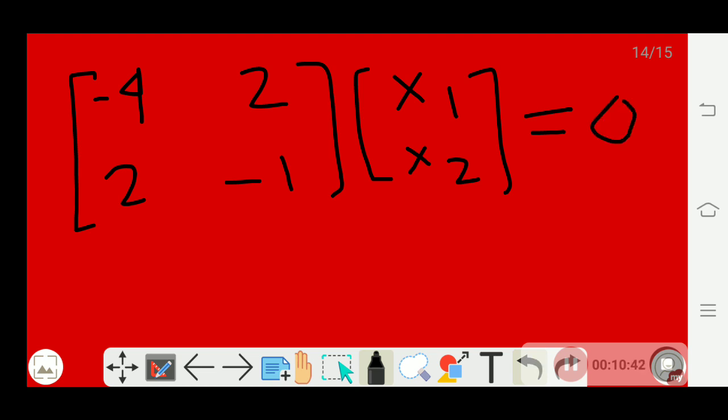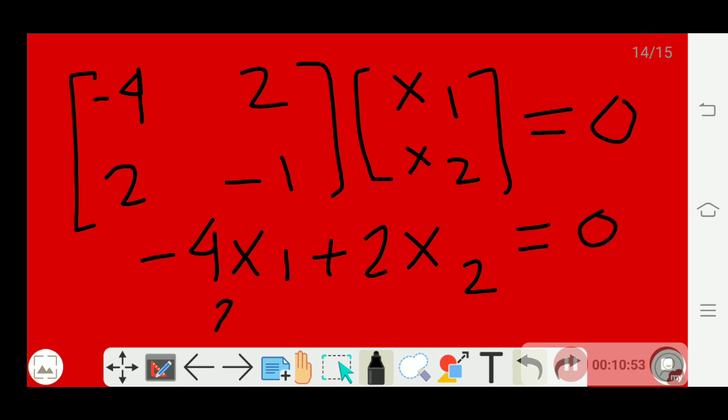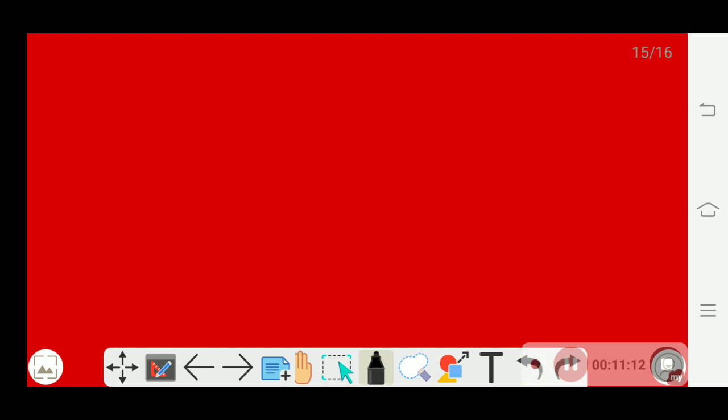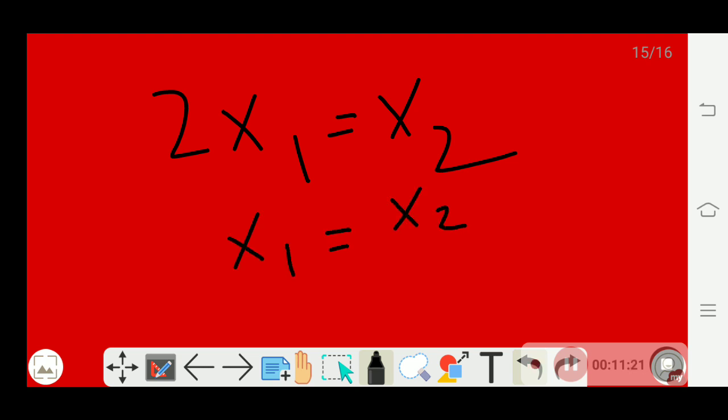And also x1 and x2, which equals 0. Now just a basic matrix multiplication, hope you remember. Minus 4x1 plus 2x2 equals 0. 2x1 minus x2 equals 0. Ultimately, both the equations are giving the same solution. If you cut this, you will get the same thing. So 2x1 is equal to x2, so you can write x1 is equal to x2 by 2.